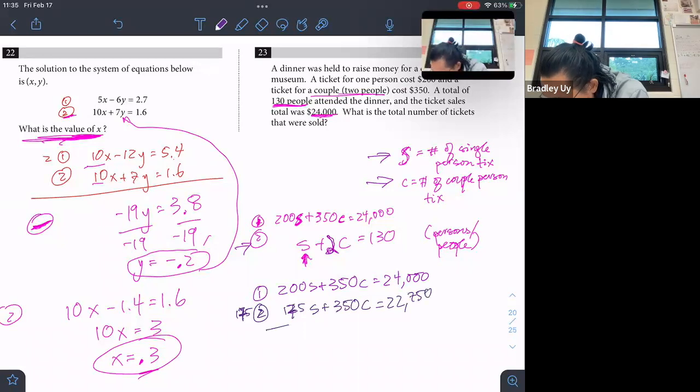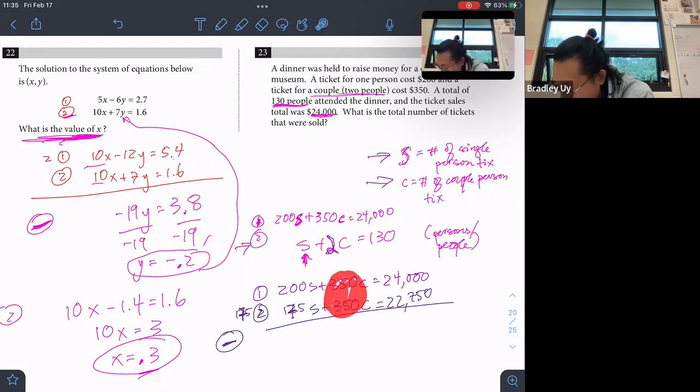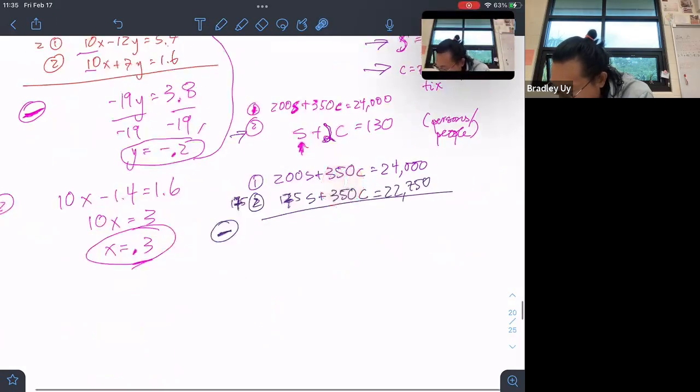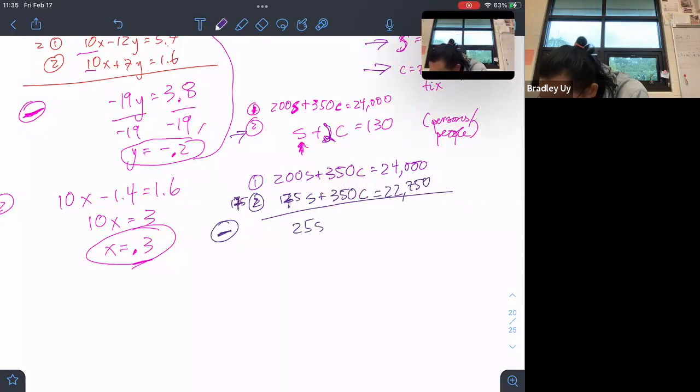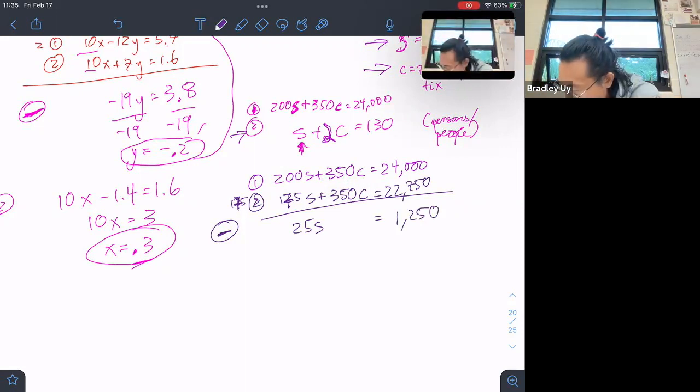22,750. I will choose the operation, and that operation will be subtract because these are exactly the same, we subtract. So I will have 25S is equal to, that's 1,250, I believe, and I'll divide to solve for S. 1250 divided by 25.